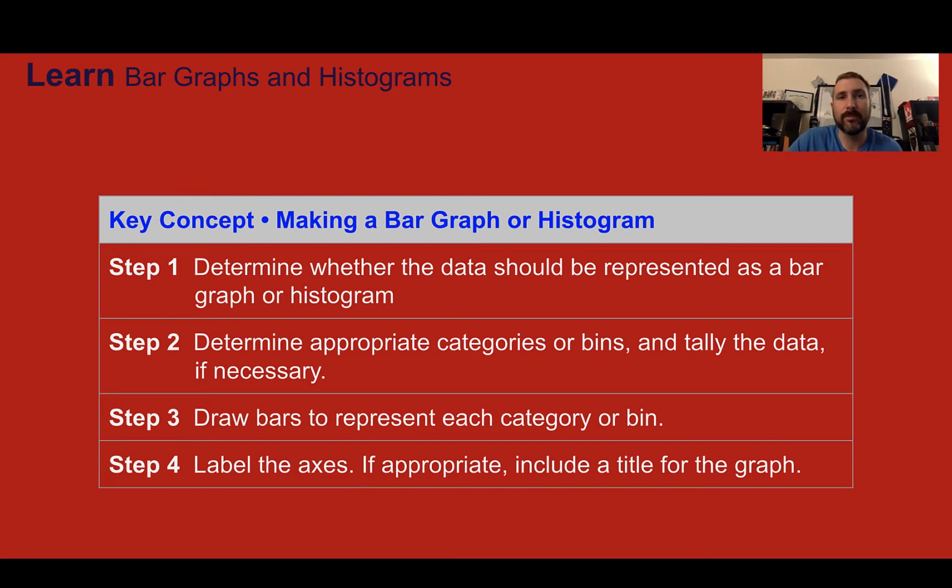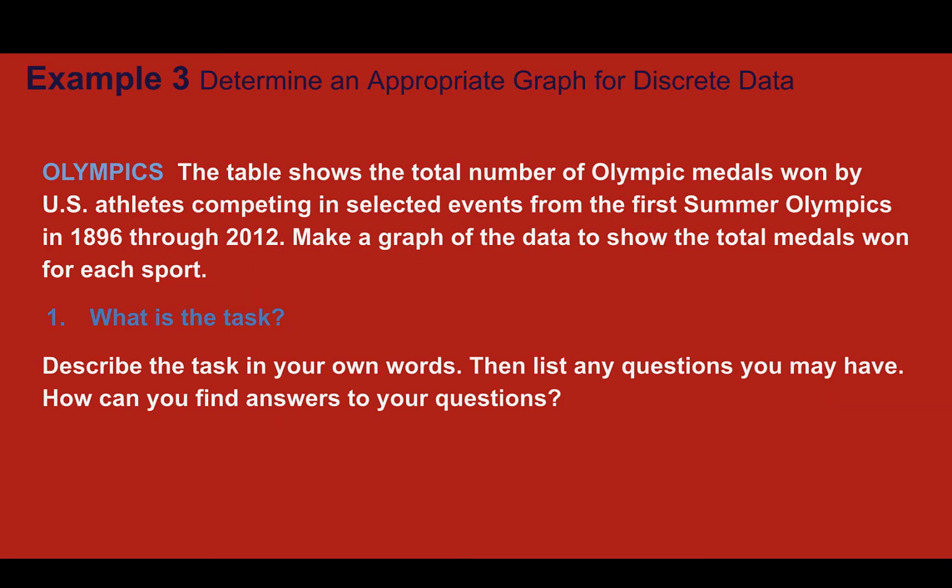Example 3, determine an appropriate graph for discrete data. Our real context is the Olympics. The table shows the total number of Olympic medals won by U.S. athletes competing in selected events from the first Summer Olympics in 1896 through 2012. Make a graph of the data to show the total medals won in each sport.